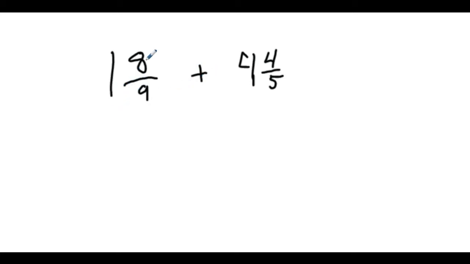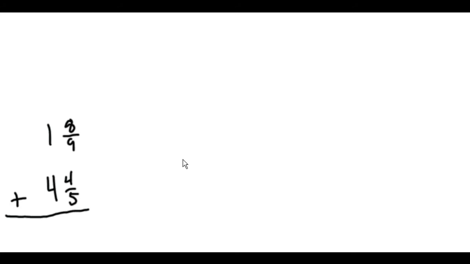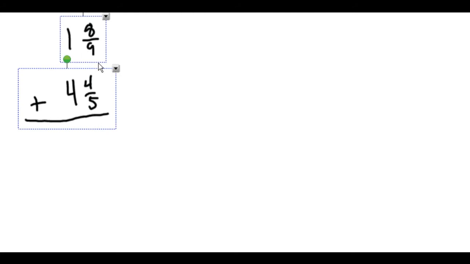Like I always do, the first thing I'm going to do is set it up vertically. So I'm going to take 1 8/9 plus 4 4/5. And I draw my sum line. I don't need this anymore, so I'm going to eliminate it because it's the same problem, it's just set up differently. And now I'm going to move this up here. Now I'm ready to estimate.